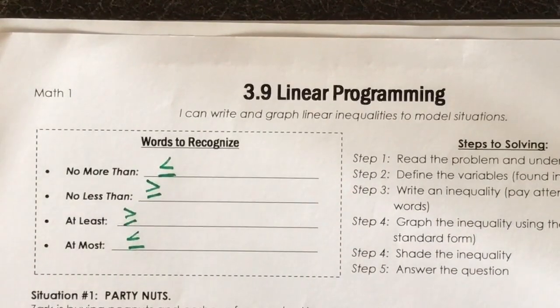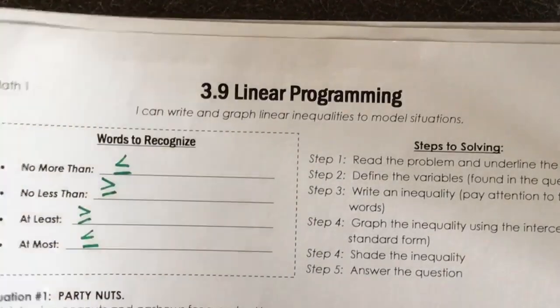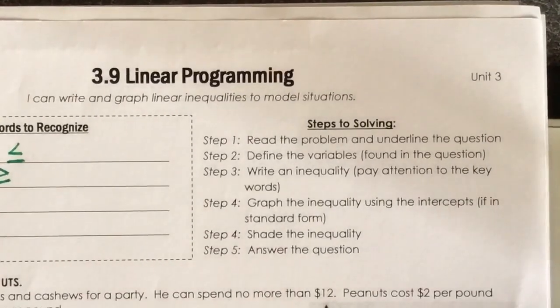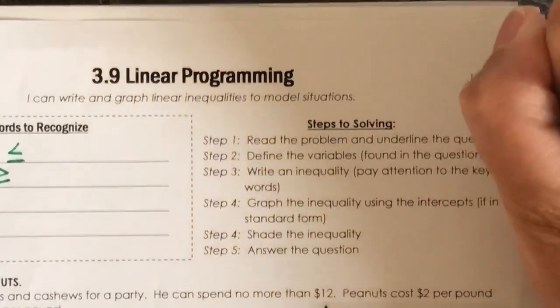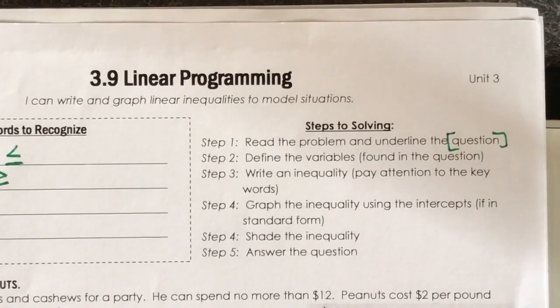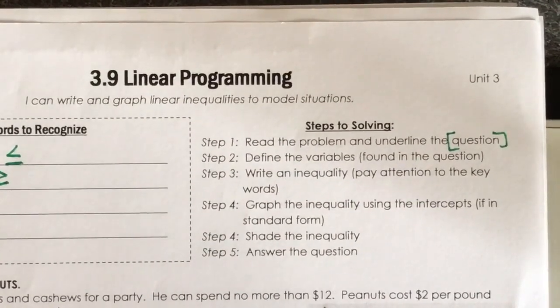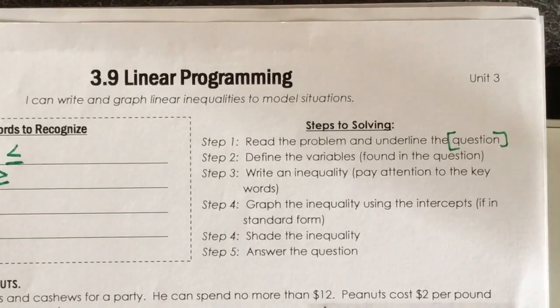Now, these are about word problems, so just like we've been doing, let's go over our steps to solving. Always start off with reading the problem, and I like to highlight or put brackets around the question. So underline or bracket the question. Within the question, you can define your variables. Now the problems we're going to be looking at today are already going to have the variables defined for you. Then you need to write an inequality, paying attention to keywords. That inequality usually goes with the numbers that you find in the problem.